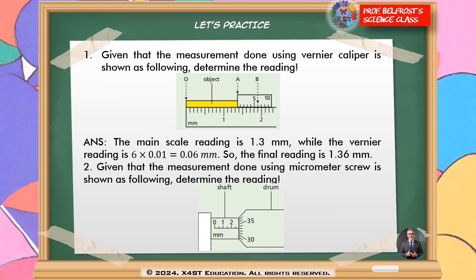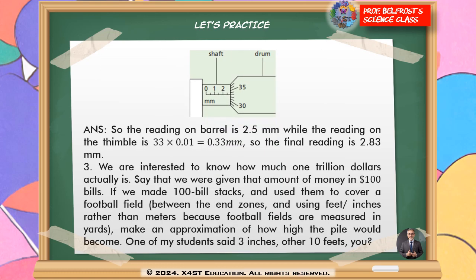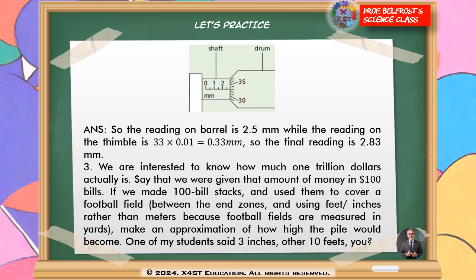Now we are doing measurement using a micrometer screw gauge. Determine the reading. For the barrel, we have 2.5 millimeters, right? While for the drum of the thimble, we have 30, 31, 32, 33. 33 times 0.01 is 0.33 millimeters. So the final reading is 2.5 plus 0.33 millimeters, which is 2.83 millimeters.